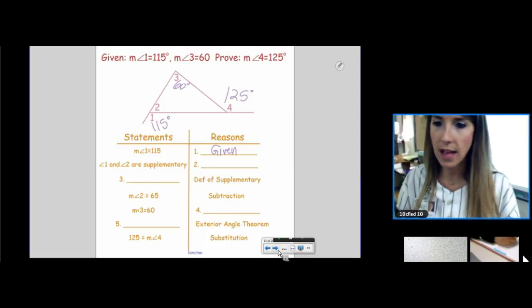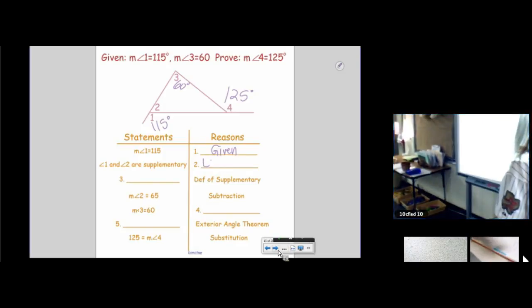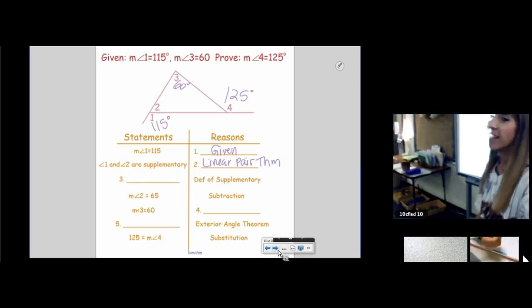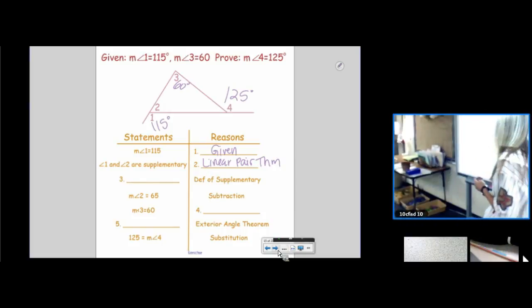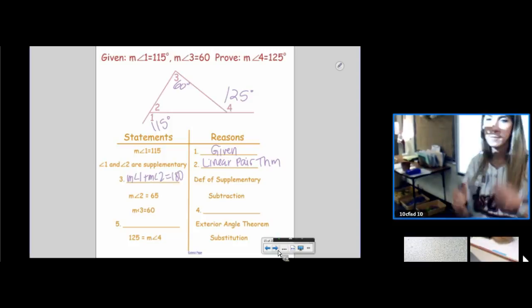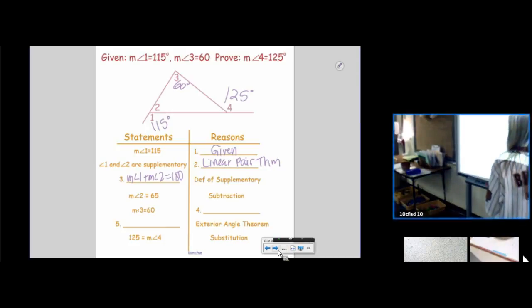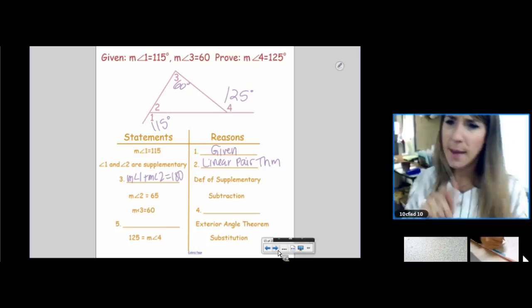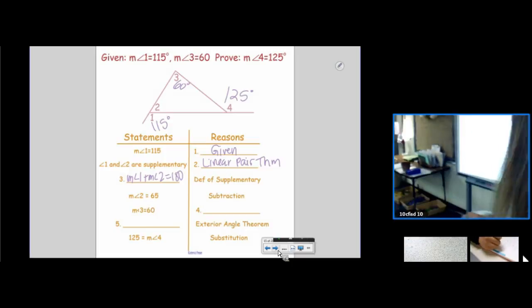What's the reason we used it in the last one? Yes. Linear pair theorem. Oh, we know this drill. Now what do we do by definition of supplementary? Yeah, okay. And now they did a couple for us. They said the measure of angle 2 is 65. They did substitution and subtraction. They subtracted 115 from 180, but they had to substitute in 65 there.